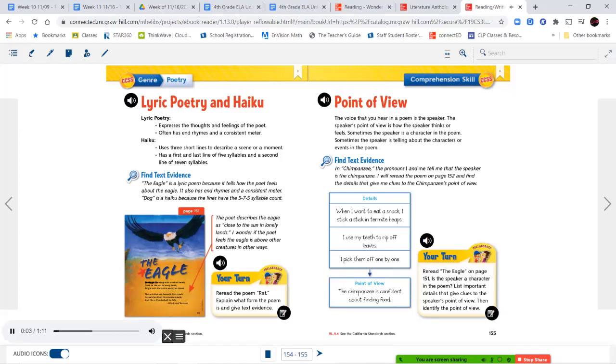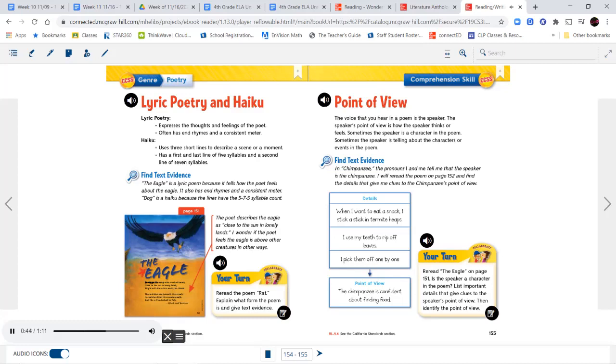Point of view. The voice that you hear in a poem is the speaker. The speaker's point of view is how the speaker thinks or feels. Sometimes the speaker is a character in the poem. Sometimes the speaker is telling about the characters or events in the poem. Find text evidence. In Chimpanzee, the pronouns I and me tell me that the speaker is the chimpanzee. I will reread the poem on page 152 and find the details that give me clues to the chimpanzee's point of view.